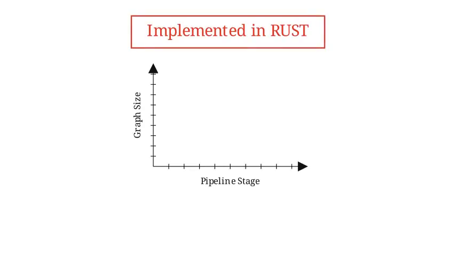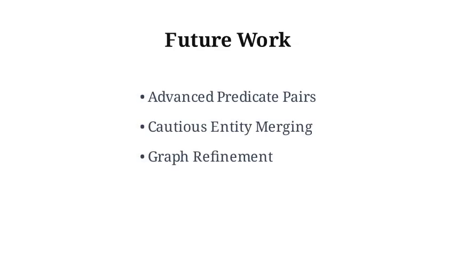The entire system is implemented in Rust for high performance, providing a fast pipeline that shrinks the graph while maintaining its central descriptive power. Future work will focus on even more advanced techniques, such as identifying strong predicate pairs and cautious entity merging to further refine the knowledge graph.